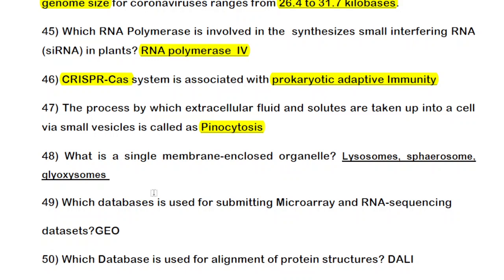Okay, 48th question. Single membrane enclosed organelles include lysosome, sphaerosome. Sphaerosome is a part of your endoplasmic reticulum. It is just like a lysosome which is present in plants. So sphaerosome is a plant-based lysosome, and also glyoxysome. You need to tell me which organelle comes with a double membrane and which organelle doesn't have a membrane at all. Question number 49, which database is used for submitting microarray data and RNA sequencing data?